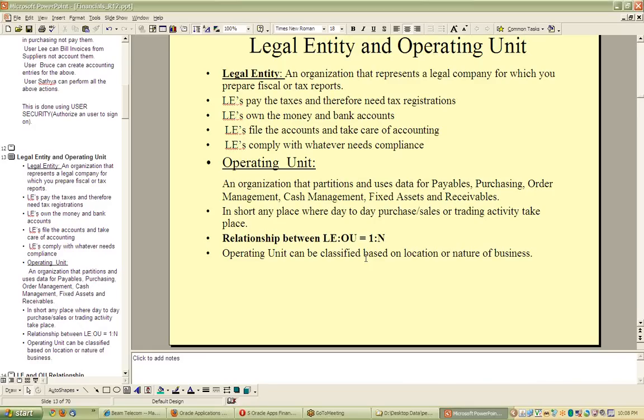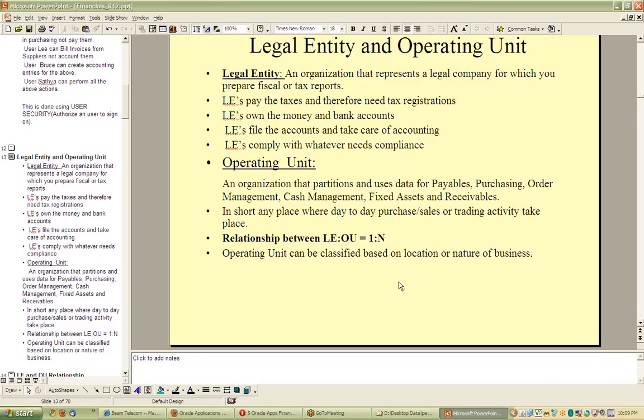So one legal entity can have multiple operating units. Like one Bata India can have operating units across India from where they sell their products. So the relationship between a legal entity and an operating unit is 1:n. Got it? Any doubts? What is 1:n? For one legal entity, there can be n number of operating units. N means number of, okay?